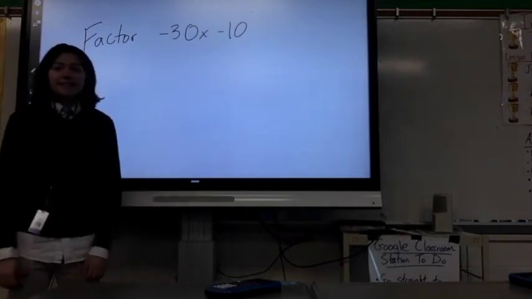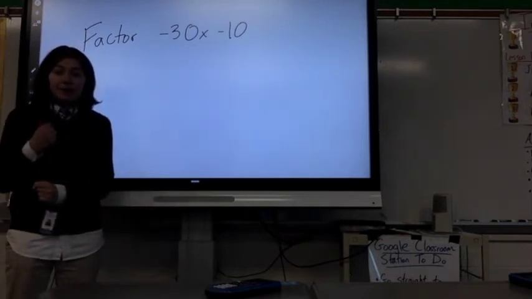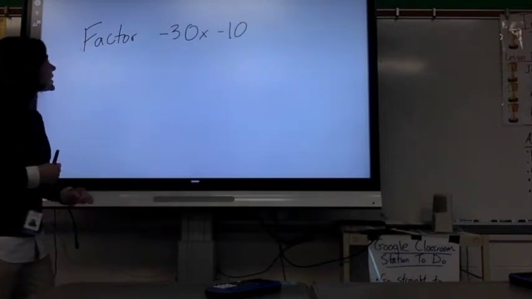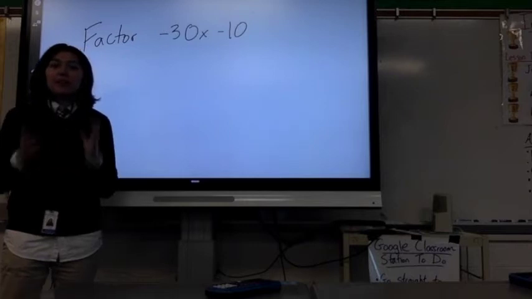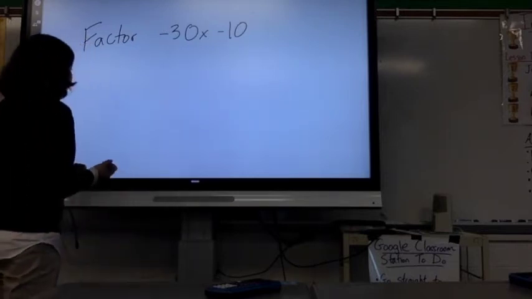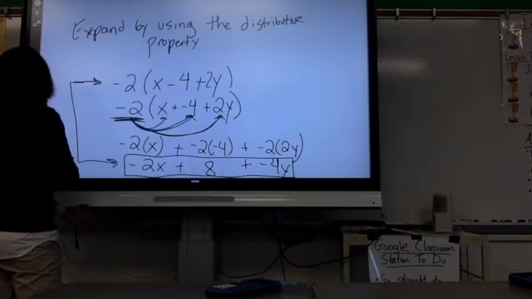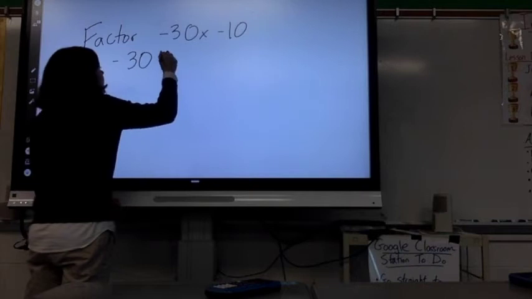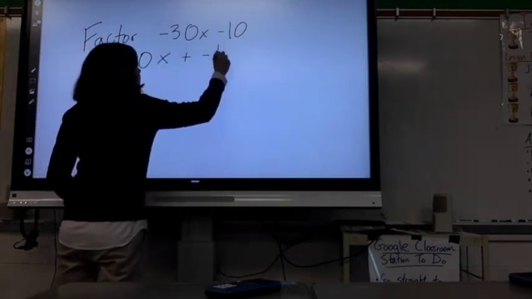And then lastly, we're going to factor, which again is the opposite of using the distributive property. We undo it. So here I have negative 30x minus 10. Step number 1, like with the last two examples, I'm going to change subtraction into addition. So I have minus 10, so negative 30x plus negative 10.